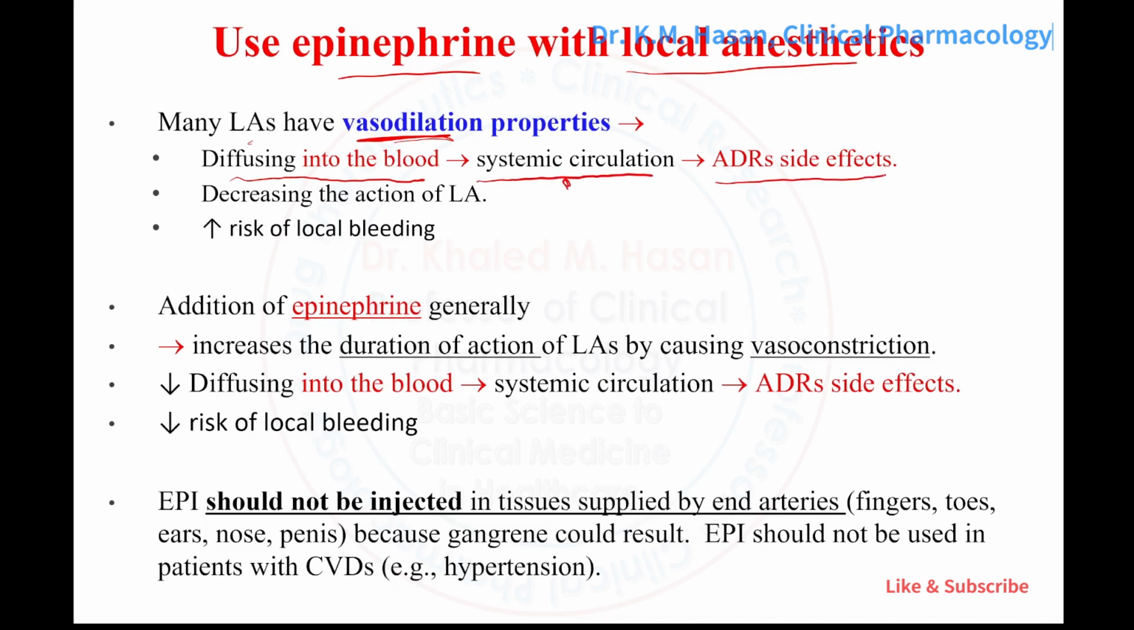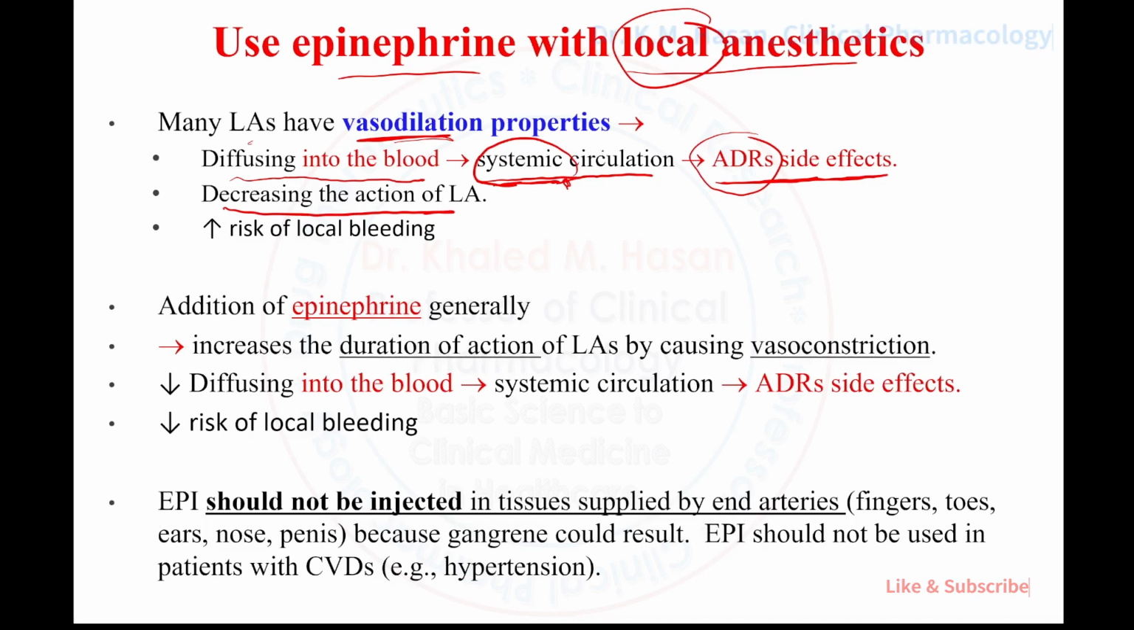This will cause an adverse drug reaction, a side effect, ADR, adverse drug reaction. Okay, number one: arriving to the blood circulation and causing systemic effect. Number two, from the name local, we need the medication to be local. When the medication leaves the local site to the systemic circulation, that means we have decreased action of the local anesthetic. The local anesthetic effectiveness or efficacy will be decreased.